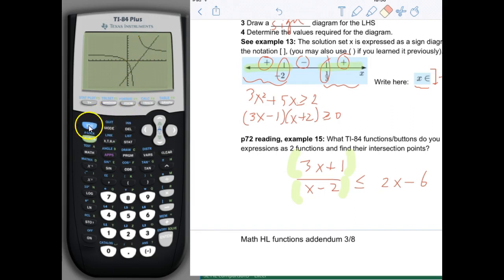Okay, we're going to do second calc intersect. First curve is the hyperbola? Yes. Second curve is the line? Yes. What's your guess? We're going to put the cursor close to this intersection as opposed to this intersection. We want to find the left intersection first. So the left intersection is 1, -4. I'm going to write that down here. Okay, and the other intersection is this one here.